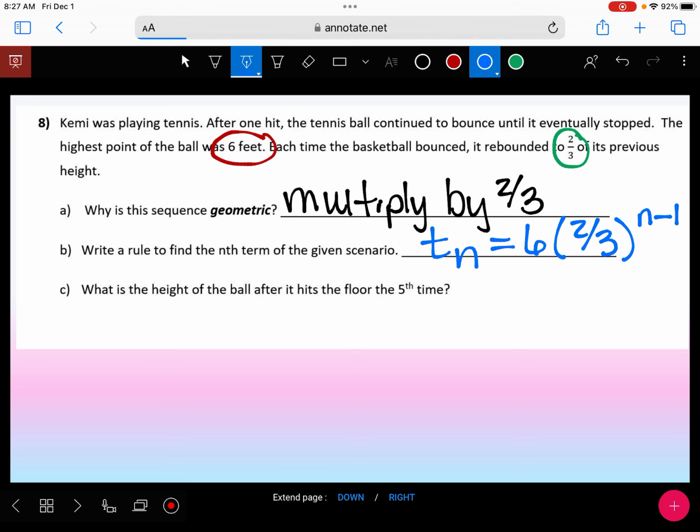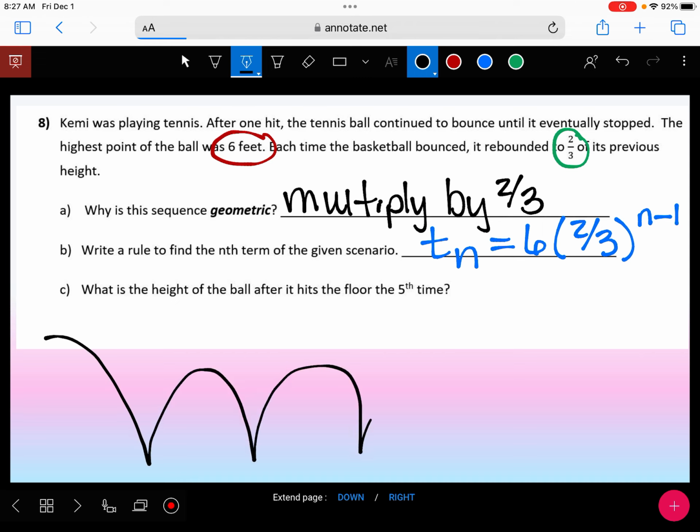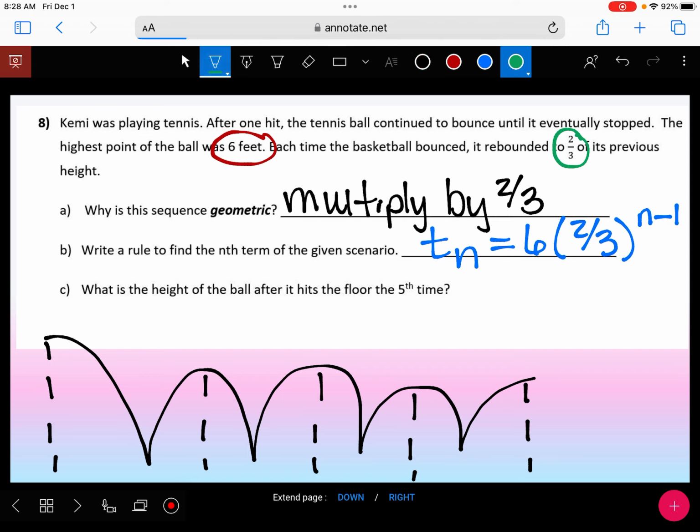So for part C, this is a little tricky because you may think that you're substituting in a 5 for n, but you're not. So I'm going to try to draw this diagram the very best I can. I'm getting better at drawing this diagram. Every time the ball bounces, and please don't make fun of my drawing, it's not the greatest, but it works.